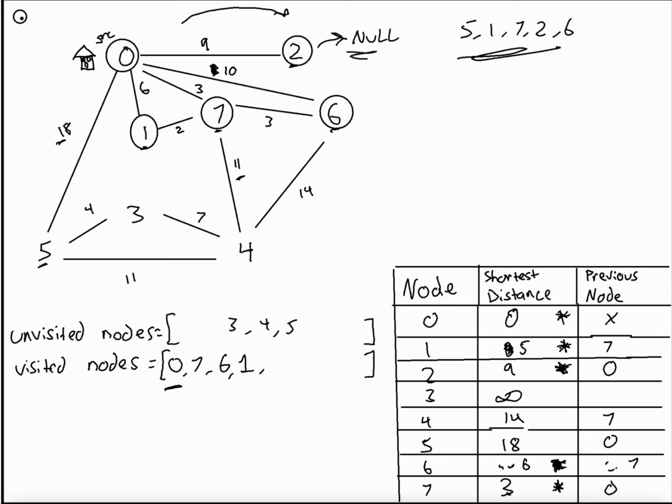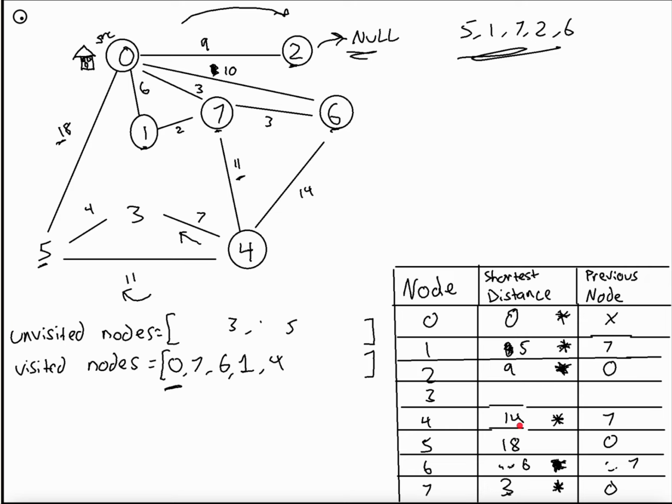So looking back at this table here, 3 is infinity, so we're definitely not going to choose that. It looks like 4 is our next smallest edge weight. So we're going to go to 4. Great. So we're going to mark 4 as visited. And then 4 is going to unlock this way to 3 and this way to 5. That way to 3 is great because we currently have a shortest distance of infinity, and we found something that is slightly smaller than infinity.